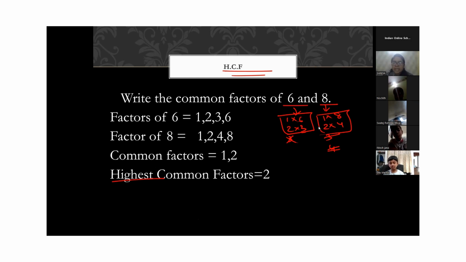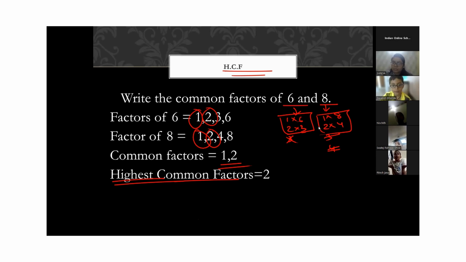Now, as HCF is highest common factor, pick out the common ones, 1 and 2. They are the common factors, yes or no? Among 1 and 2, which is the greater number? Devansh? Among 1 and 2, which is the greater number? Ma'am, 2. So my HCF is 2. I won't pick the smaller one. HCF is highest common factor. I'll pick the bigger or the greater one. Okay, everyone? I hope everyone understood.